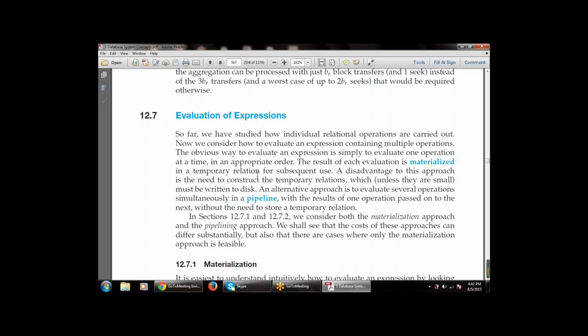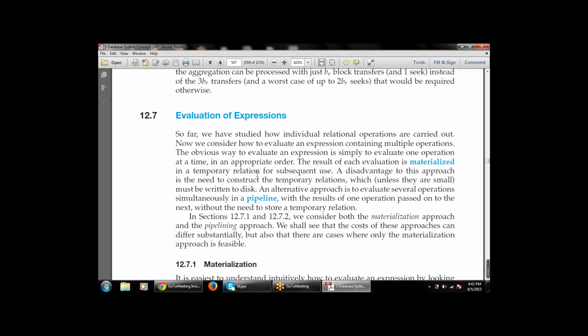the database systems. So far we have studied how individual relational operations are carried out. Now we consider how to evaluate an expression that contains multiple operations. That is, till now we discussed the various relational operations that will be carried out for the given database. Now it is time to evaluate an expression that contains multiple operations.